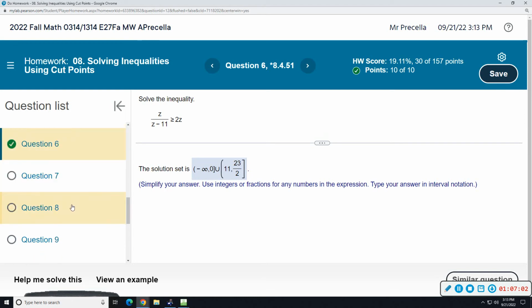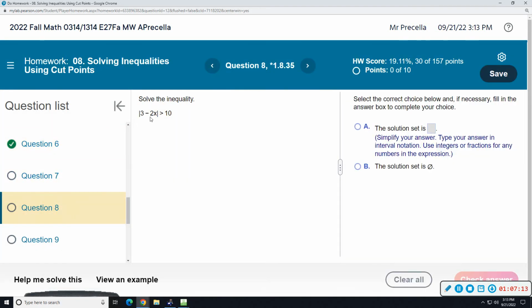This cut point method will solve anything that has a less than or greater than if it says to solve it. Even if there's absolute value bars. Okay? So before we do, starting with problem 8, there's going to be absolute value bars in it.